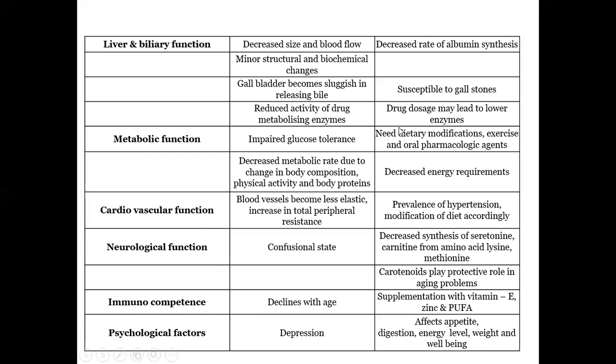Then decreased metabolic rate: the overall metabolic rate is decreasing because of changes in body composition, physical activity, body proteins, etc. Because of that, you need a lesser amount of energy, because the overall metabolism is low compared to a young person. An older person will have less metabolism, that is, their body is not as active as a youth who is involved in many physical activities, etc.